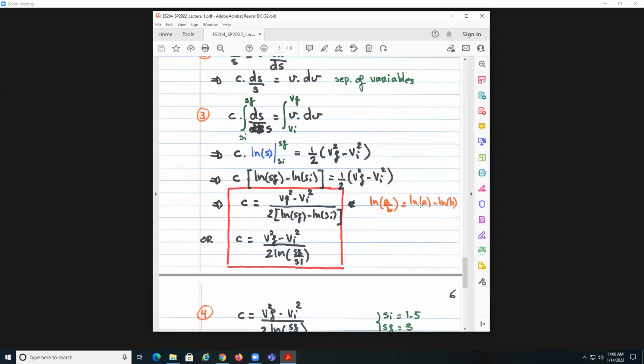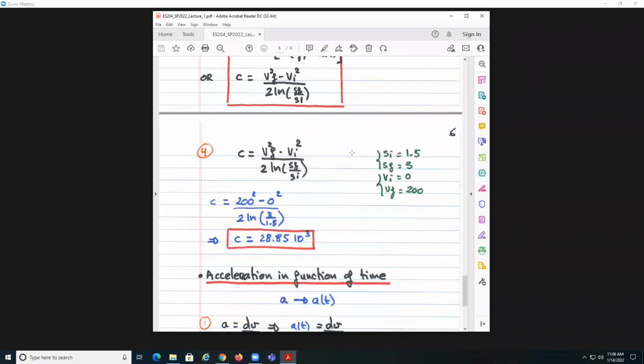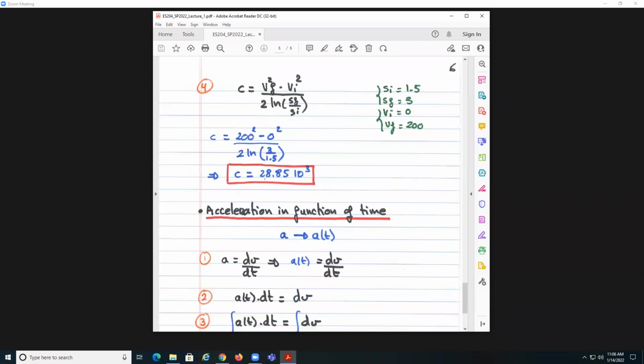log of A over B is equal to log of A minus log of B, you can solve for C either under this form or this form. Both of them will yield the same result. Or we solve for whatever we need. So we do the numerical substitution. I substitute the values here, and we get that C equals 28.85.